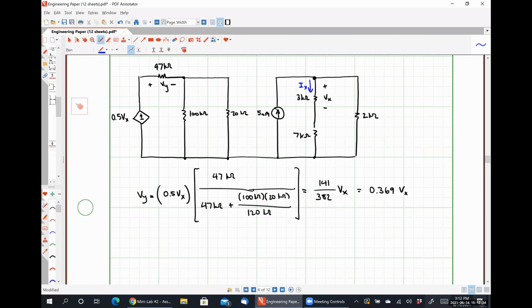So I have a known amount of current, 5 milliamps, flowing into a network of resistances, right? And so I see 3 kiloohms in series with 7 kiloohms, or a total resistance of 10 kiloohms, in parallel with 2 kiloohms. So I can find Ix using current division as well.